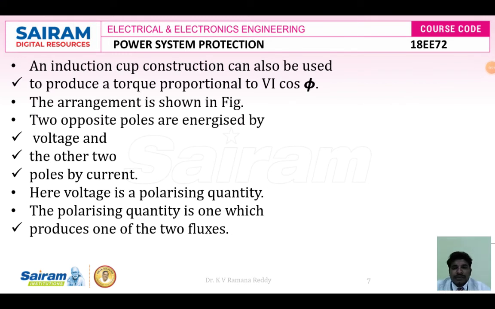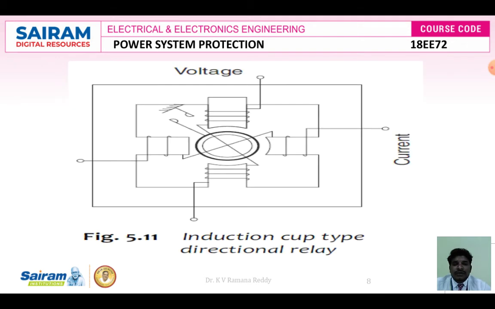An induction cup type construction can also be used to produce a torque proportional to VI cos pi. The arrangement we saw just now consists of two opposite poles energized by voltage and the other two poles by current. Here voltage is a polarizing quantity, nothing but the actuating quantity. The polarizing quantity is one which produces one of the two fluxes, like pi 1. And this is the figure where we can see very clearly the induction cup type directional relay.